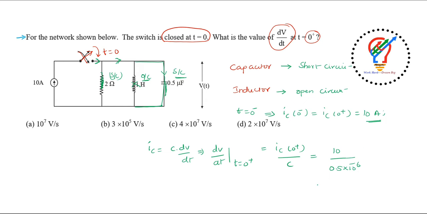So it is simply 2 into 10 power 7, and what is the unit? Volts per second. So the answer is 2 into 10 power 7 volts per second. So the answer is D here. Okay, next question.